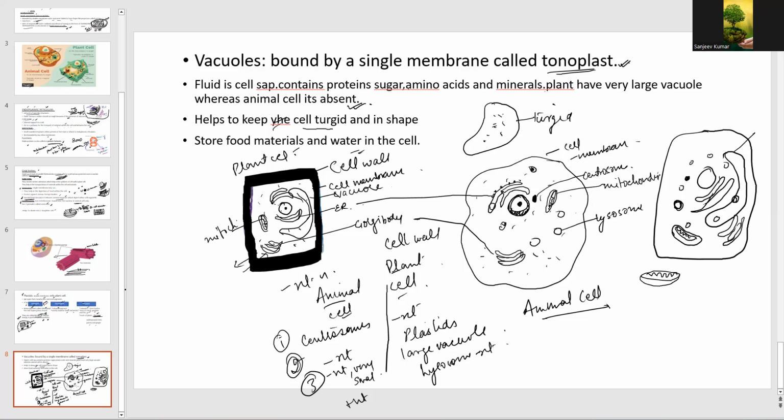Yes, the smooth ER, the rough ER, the nucleolus. This is the nucleolus. Nucleus. Plasma membrane. If ribosomes are present, it is rough ER, and if smooth, then it is SER. So this way, I think it is clear.